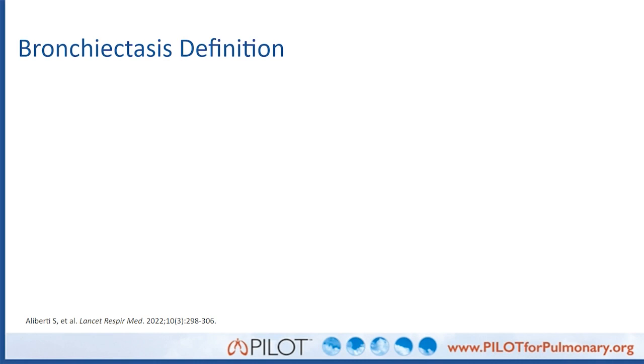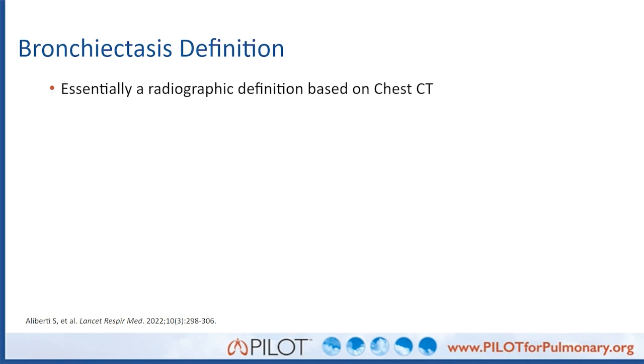It's always important to start with a definition of what you're talking about. Bronchiectasis is essentially a radiographic definition based on the chest CT. Bronchiectasis is present when the airway diameter is larger than the diameter of the accompanying artery. Most clinicians use the inner diameter of the airway when making this assessment, although some believe that the outer diameter is more accurate because the inner diameter can be falsely decreased by airway wall inflammation.